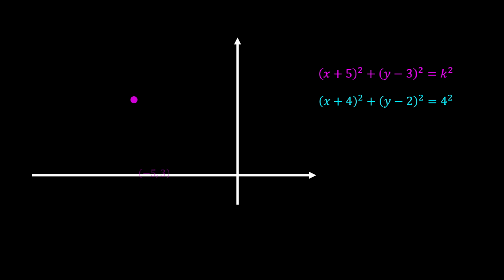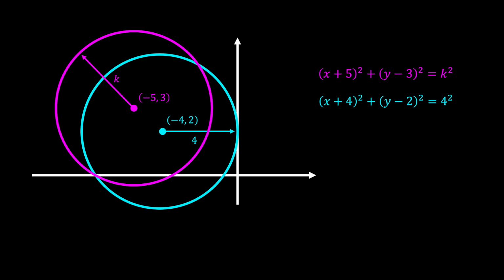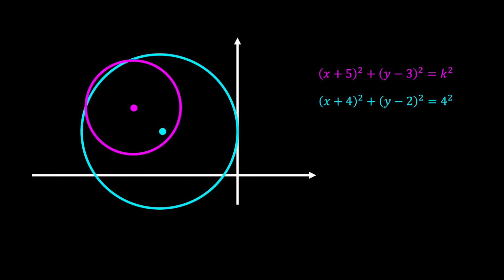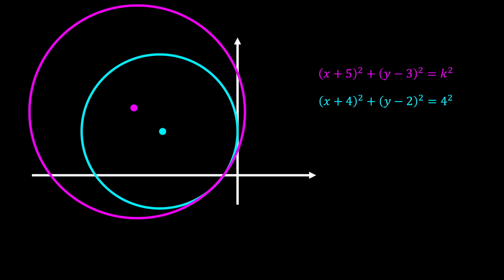The first circle has a center at -5, 3, and a radius of k. The second circle has a center at -4, 2, and a fixed radius of 4. To solve this problem, we need to determine two key points: the smallest possible value of k, where the circles just touch, and the largest value of k, where the circles still intersect.